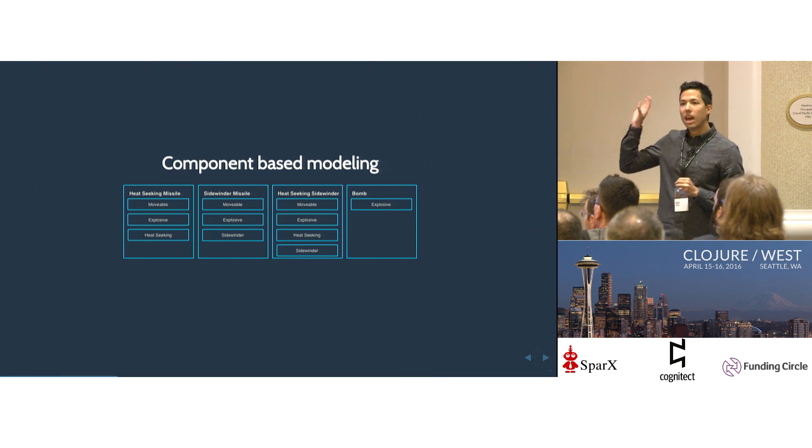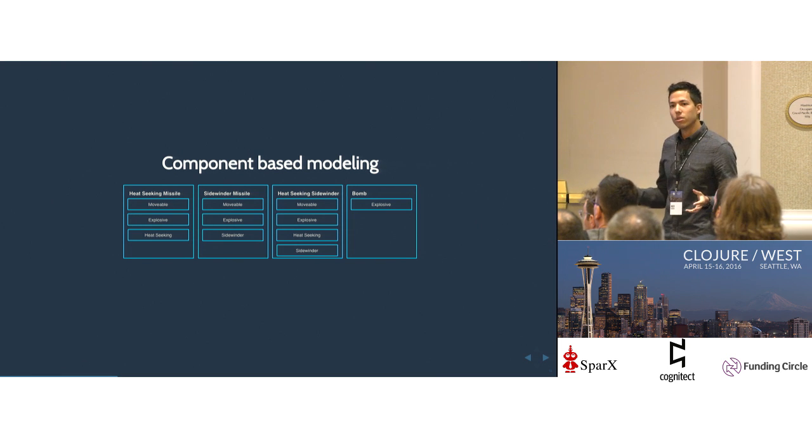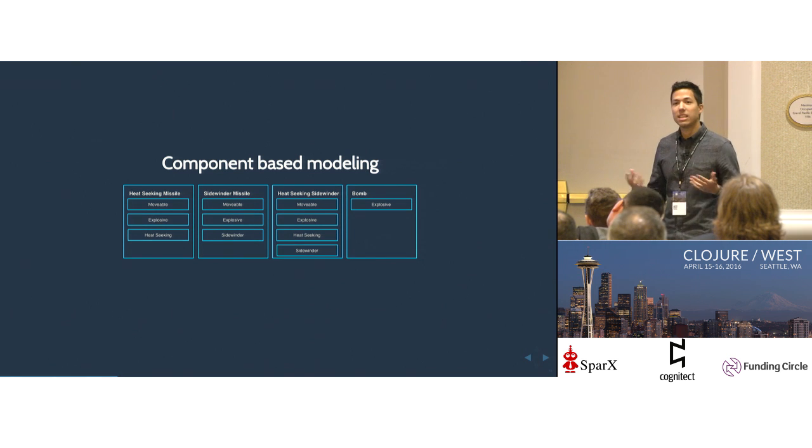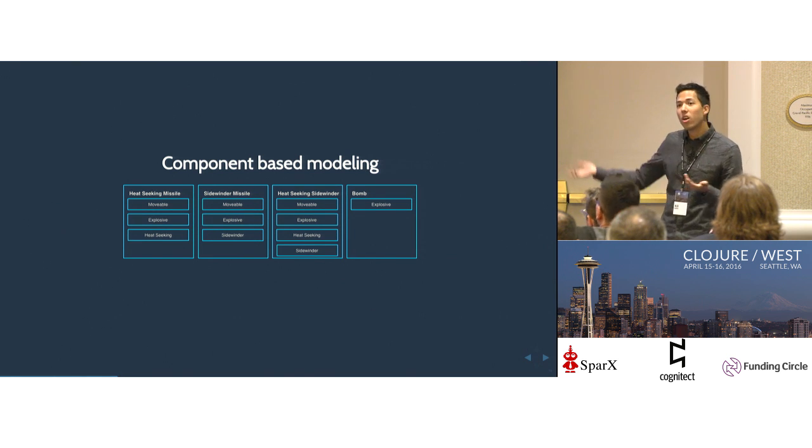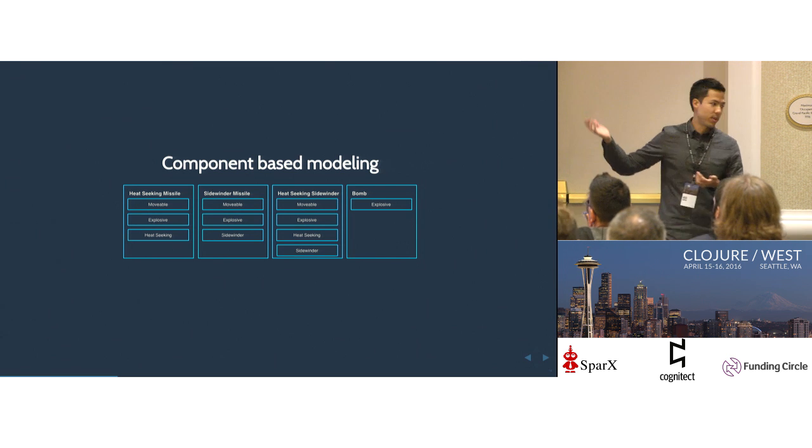And then, just to cap it off, how might we create new novel things in our game world, like a bomb? It can't move, it's not sidewinding, it's not heat-seeking, it's stationary, it's static. So all it has is the explosive component.